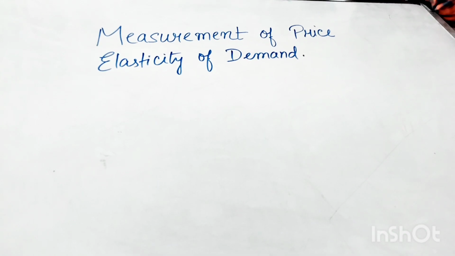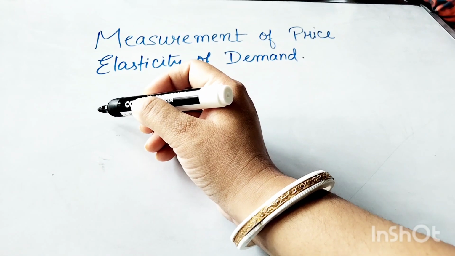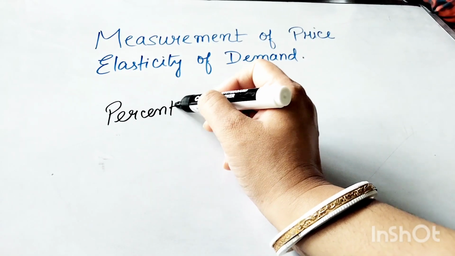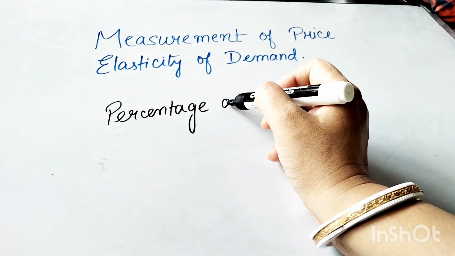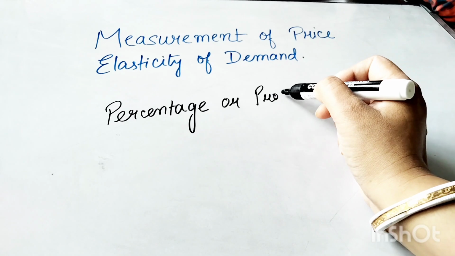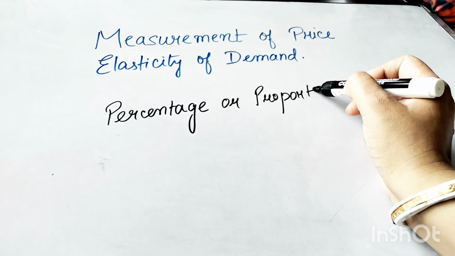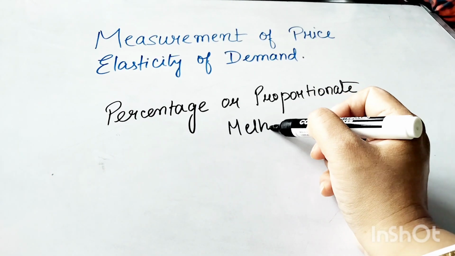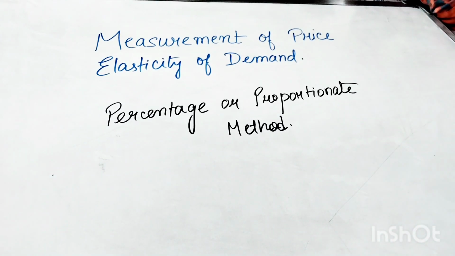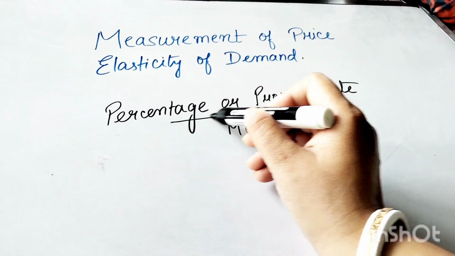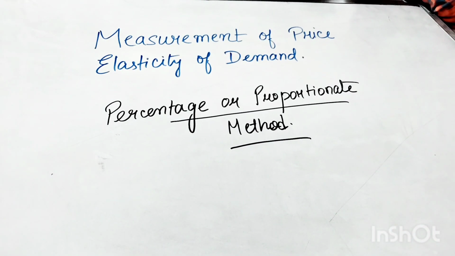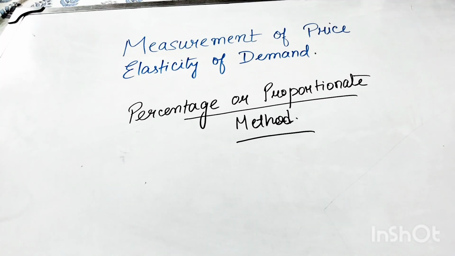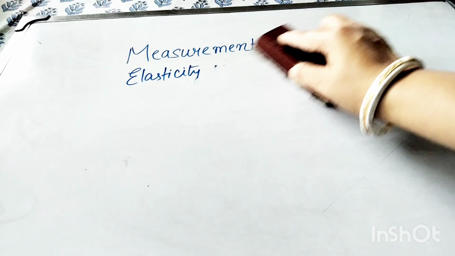So the last method is the percentage or proportionate method. This is the last method, percentage or the proportionate method. Okay, so what is this percentage method? We are going to discuss this.